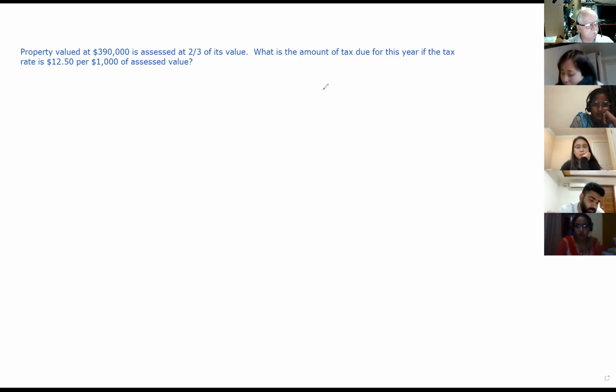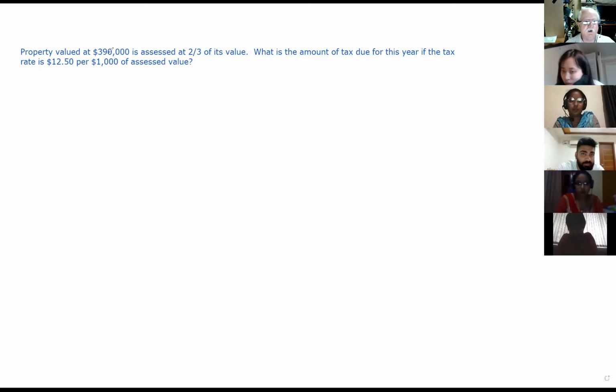In British Columbia, the BC Assessment Authority puts a price tag on every house. And then the city or the municipality can decide how much to tax you based on the assessed value of the house. Now, they don't actually assess things at 2/3 of their value, but that's what this question is telling us. The BC Assessment Authority actually tries to assess it at its market value, but we're only going to be using 2/3 of its value.